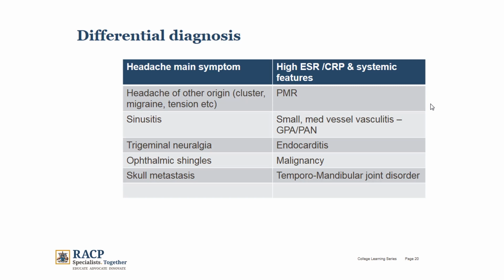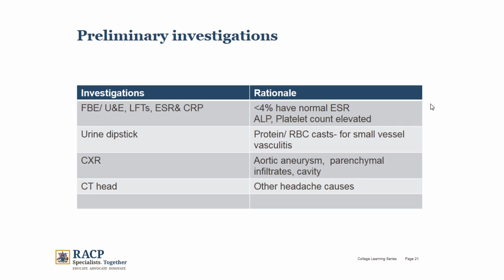Other conditions including malignancy and temporomandibular joint disorder need to be kept in mind. The investigations we usually do are the blood counts, biochemistry, ESR and CRP. About 4% of patients will have a normal ESR. The alkaline phosphatase and platelet count are often elevated. A chest X-ray should be done to exclude aortic aneurysm and other abnormalities. A CT scan of the head is recommended to rule out other causes for headache.